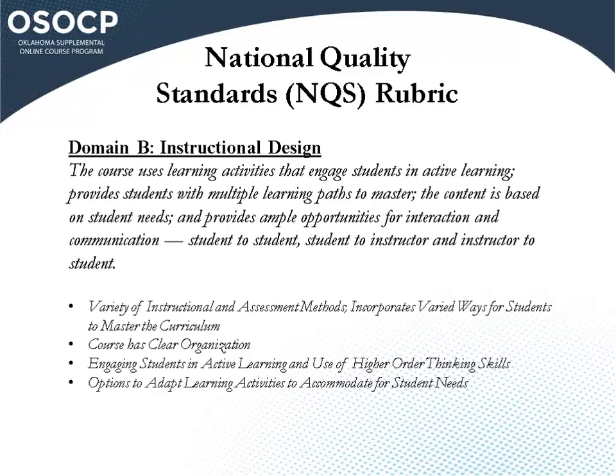So you can see some of the bulleted items here. The course has a variety of instructional and assessment methods. It incorporates varied ways for students to master the curriculum. The course has a clear organization and engages students in active learning and uses critical thinking skills, higher order thinking skills. And there are options to adapt learning activities to accommodate for student needs. So those are essential components of a certified online course.